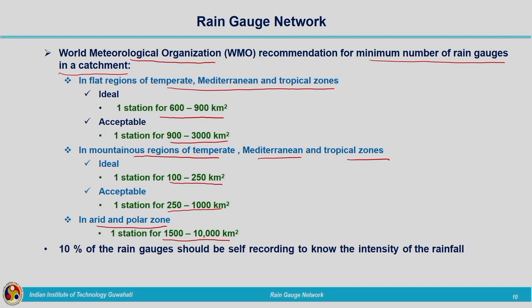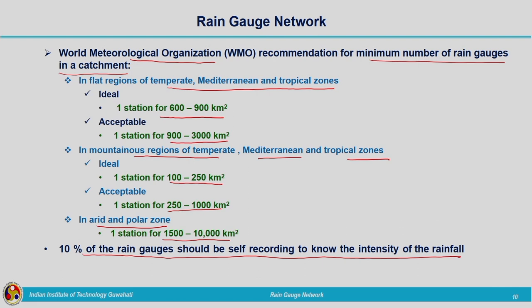What is recommended is that, out of the total number of rain gauges, 10% should be self-recording to know the intensity of rainfall. Almost 10% of rain gauges should be recording type. With non-recording gauges, it is very difficult to get accurate data. A recording type will record, and the data can be transferred to the computer through a data logger. That is why it is recommended to use recording rain gauges. Now, majority of the non-recording rain gauges are being replaced by recording rain gauges. So, these are the WMO recommendations related to the minimum number of rain gauges per catchment area. Depending on the topographic region, we can choose whichever is required.